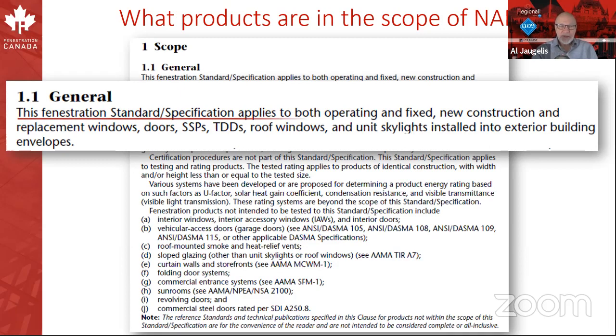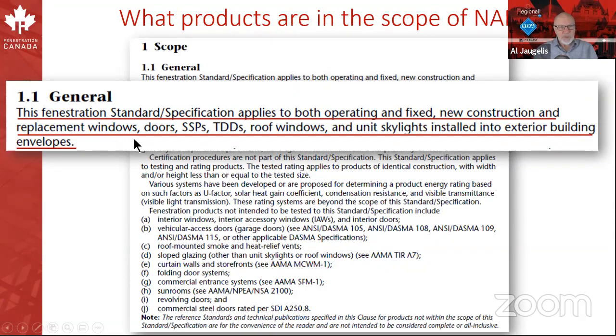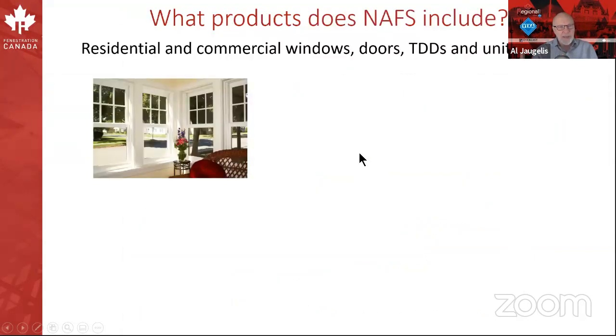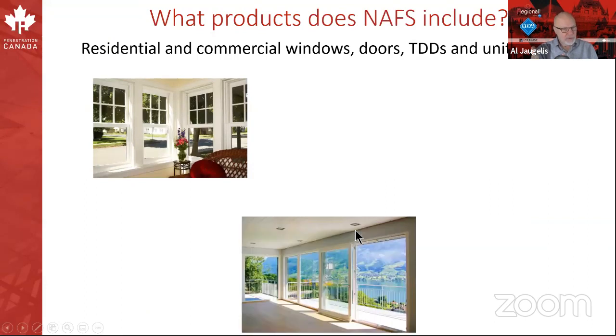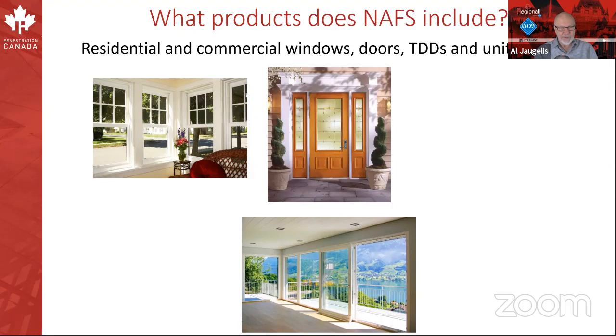So this NAFS standard limits itself to these products: windows, doors, secondary storm products, tubular daylighting devices, roof windows, unit skylights installed into exterior building envelopes. So we have residential windows, we have residential sliding doors, but we also, in this standard, address really large lighting stores like the lift and slide doors that we're seeing more and more on large and small buildings. Entrance doors to homes. These did not used to be covered in our older window and door standard, the CSA A440-00.